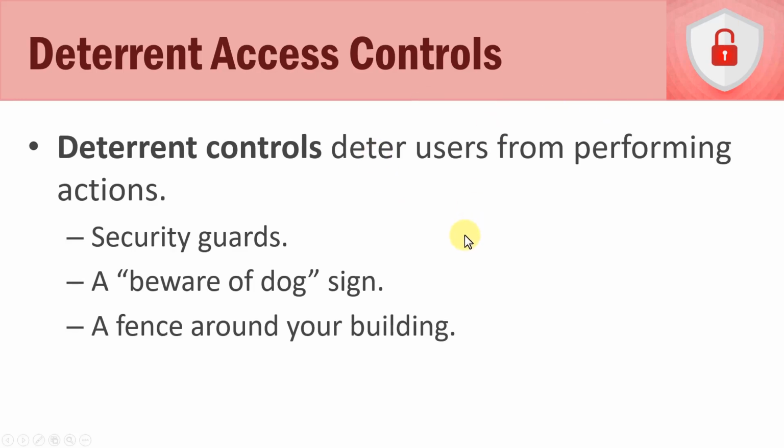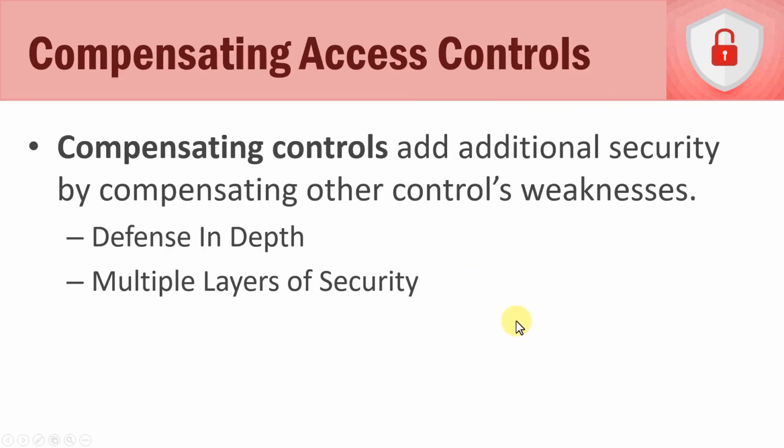And then the last one that I want to talk about is compensating access controls. This is a means of adding additional security by compensating for other controls' weaknesses. We've already talked about this. This would be defense in depth with multiple layers of security. So rather than just having one security measure in place, we're going to have multiple different security measures in place, and they're going to compensate for weaknesses in others.